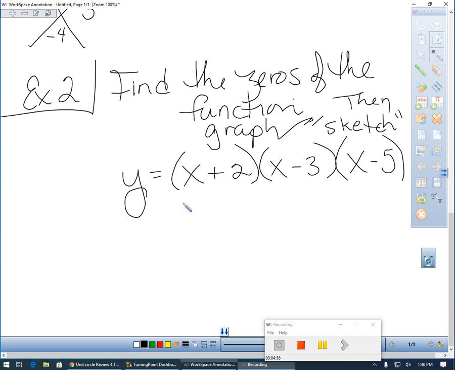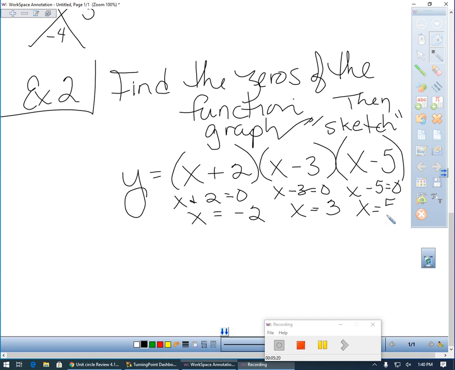Set them all equal to 0, right? X plus 2 equals 0. X minus 3 equals 0. And x minus 5 equals 0. And the first one, x equals negative 2. Next one, x equals 3. And then the next one, x equals 5.